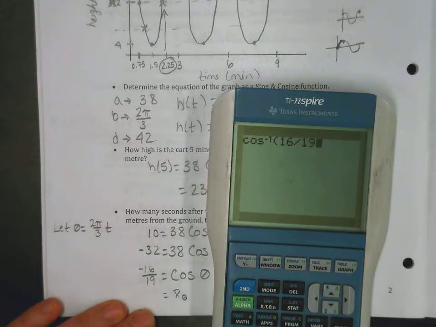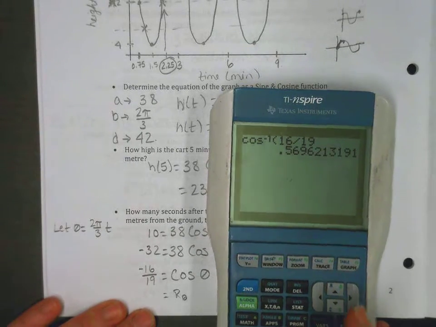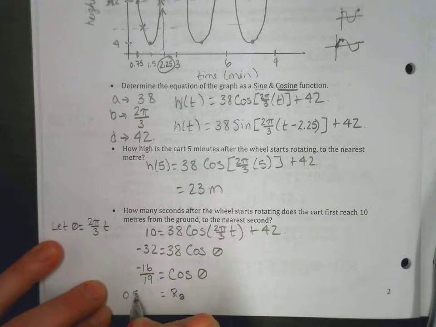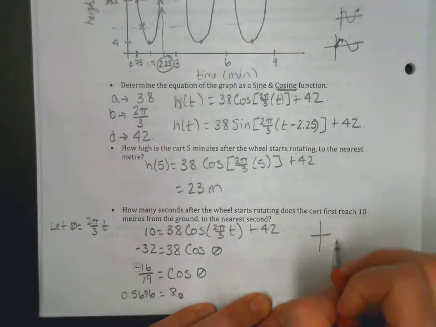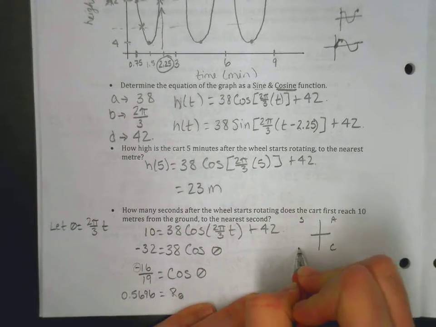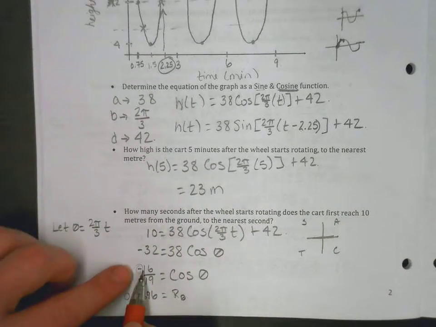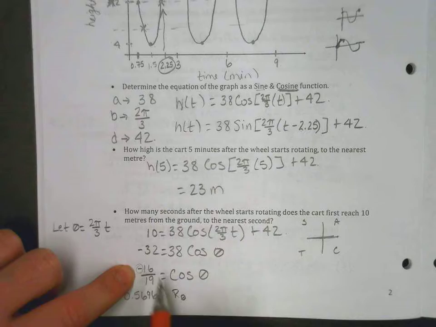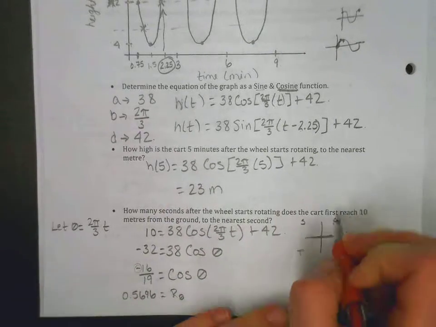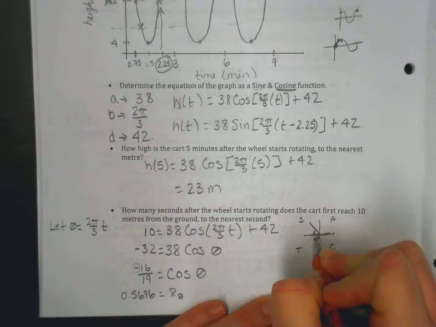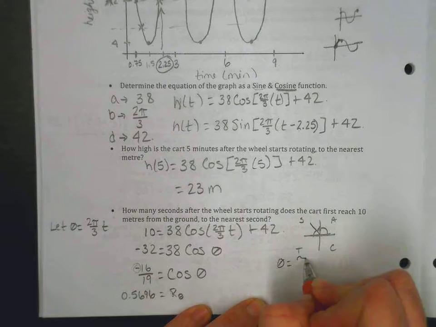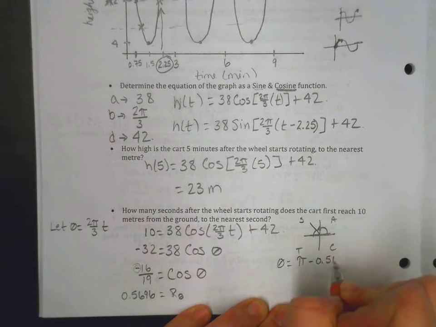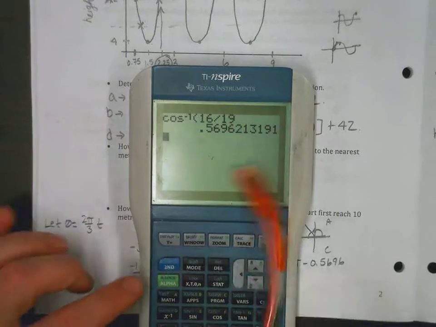So now I'm going to look at my ratio, think about my CAST rule. And remember I'm looking for the first time when our cosine ratio is negative, which would be in this second quadrant. And I want to find this rotation angle. So pi minus 0.5696. And I get a rotation angle of 2.57. So this would be my angle for theta.